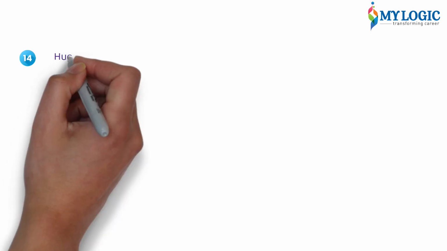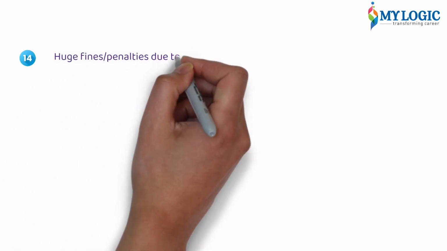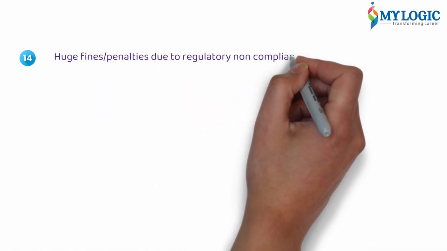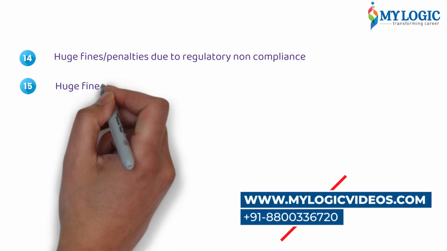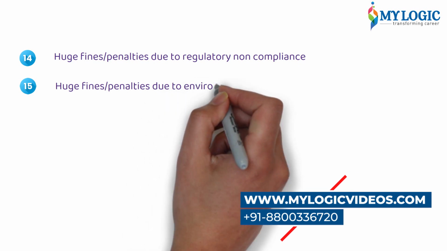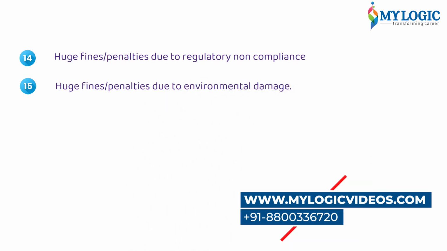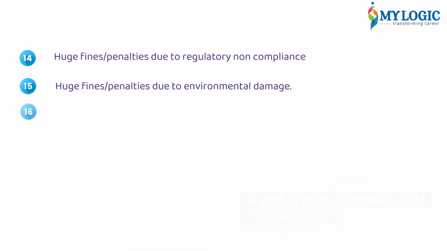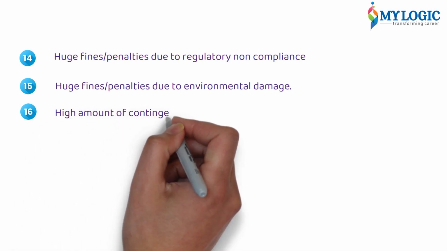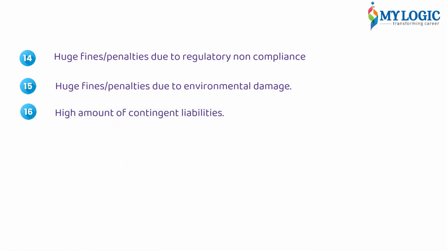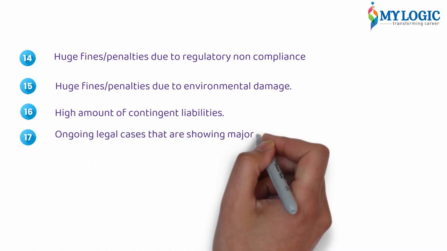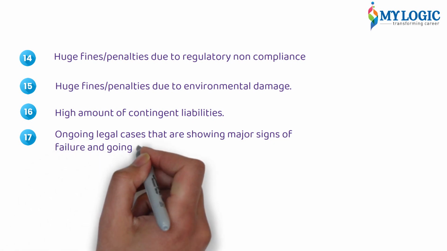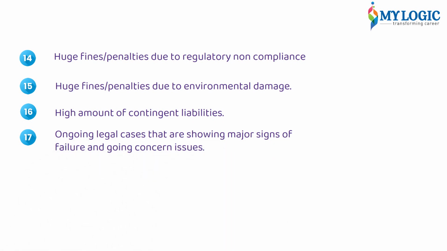Number 14. Huge fines or penalties due to regulatory non-compliance. Number 15. Huge fines or penalties due to environmental damage. Number 16. High amount of contingent liabilities. Number 17. Ongoing legal cases that are showing major signs of failure and going concern issues.